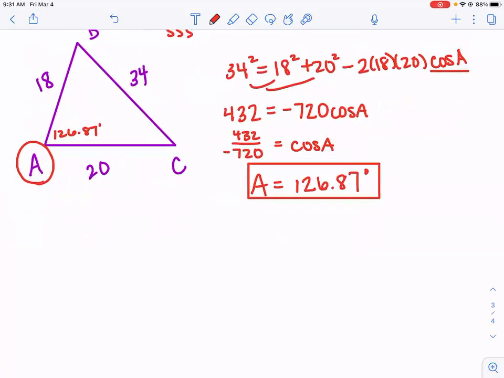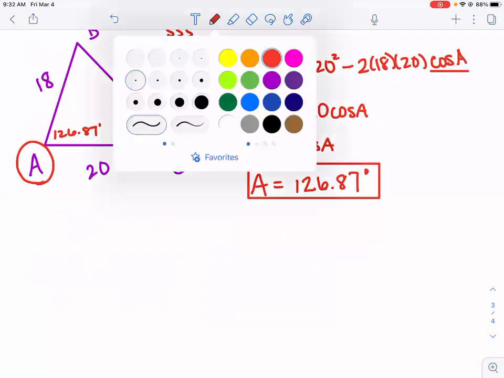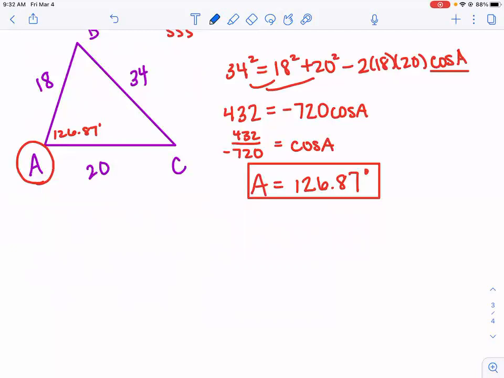All right, so now you can do this again for another angle, set up the law of cosines. Was this your favorite? It's a little bit more work, isn't it? But as long as you do your order of operations correctly, you're not going to get a wrong answer, okay? But it is easier to do the law of sines. So if you want to switch to the law of sines, cool. We can take the sine of angle B over 20 and set it equal to the sine of 126.87 over 34.